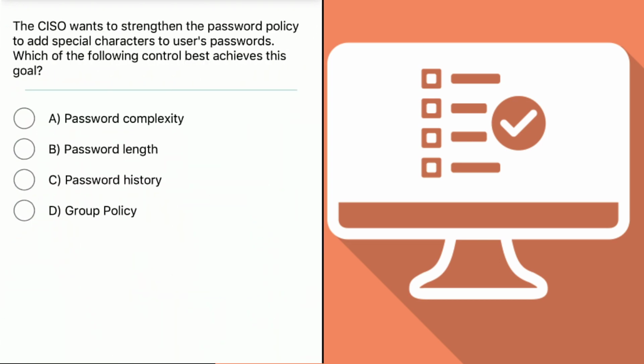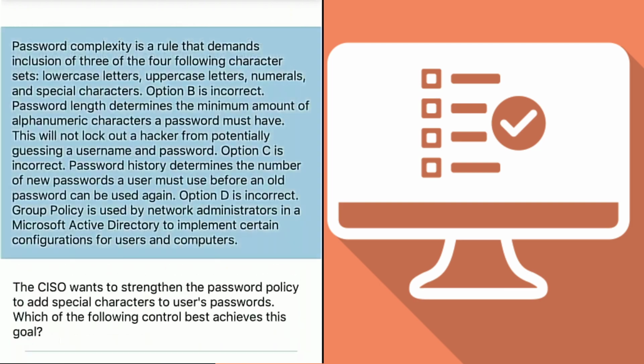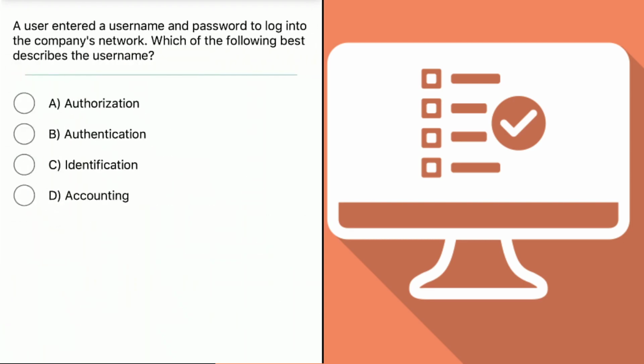The CISO wants to strengthen the password policy to add a special character to users' passwords. Which of the following controls best achieves this goal? A. Password complexity. B. Password length. C. Password history. D. Group policy. All right, if you choose A, I think that's the correct answer. Yes, password complexity is a rule that demands inclusion of 3 of the 4 following character sets. All right, let's go to the next question.